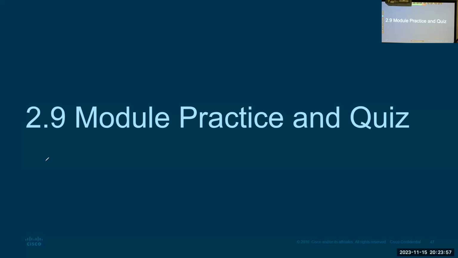If you see FE80, you need to know that that is what type of address? Link local. And if you see FC00 or FD00, what is that? Is that global? No, that's unique local, which is like a private address.